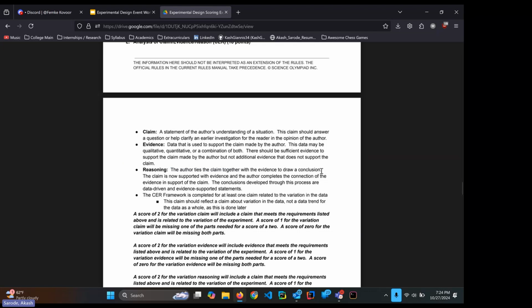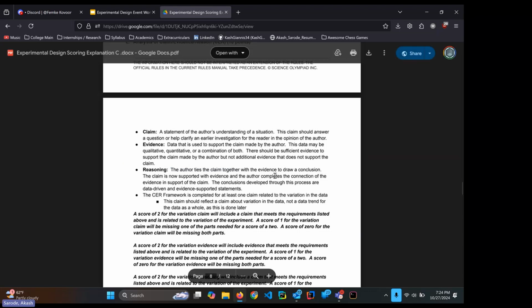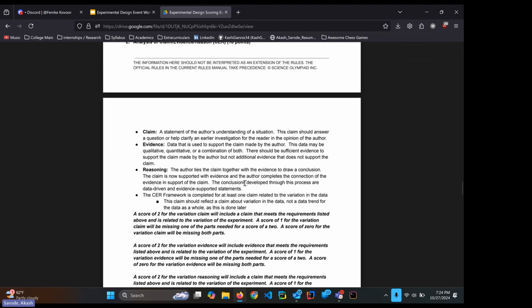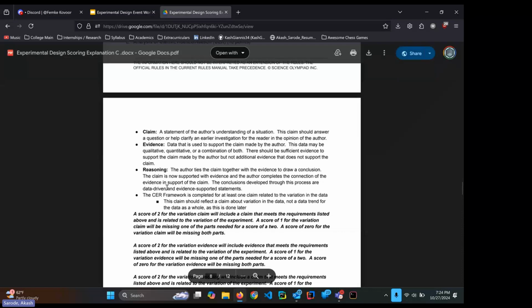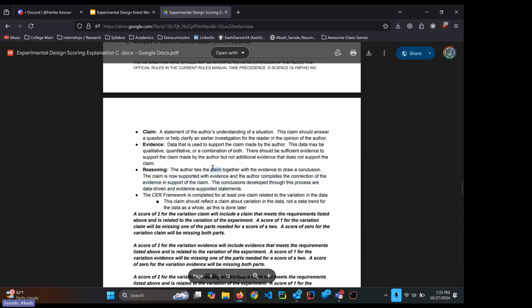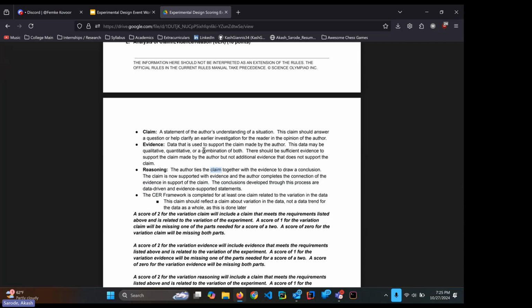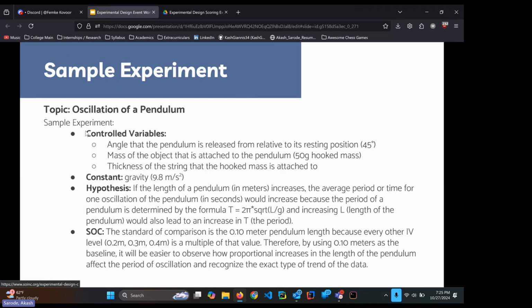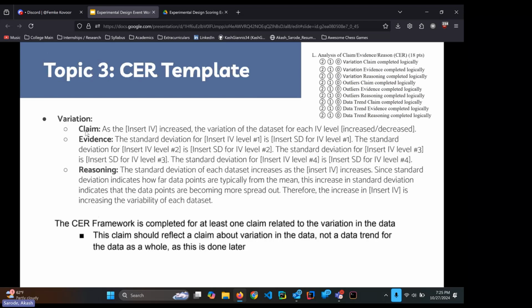evidence to draw a conclusion. The claim is now supported with evidence, and the author completes the connection of the evidence in support of the claim. The conclusions developed through this process are data-driven and evidence-supported statements. So basically, they just want you to provide reasoning that connects the evidence to the claim. They don't require you to give some scientific reason as to why the claim is occurring. And it saves a lot of time because you don't have to provide the scientific reasoning.